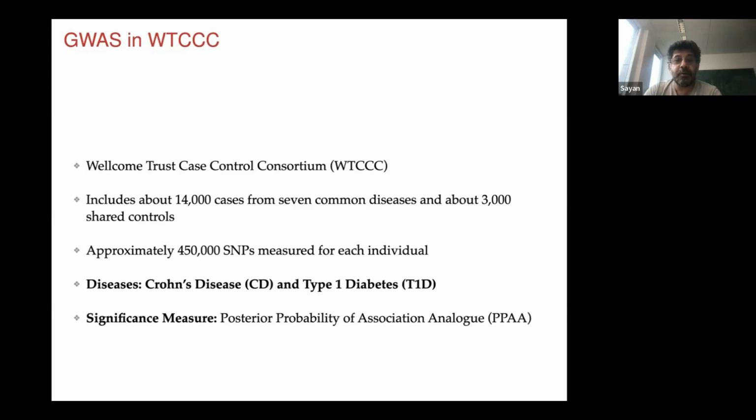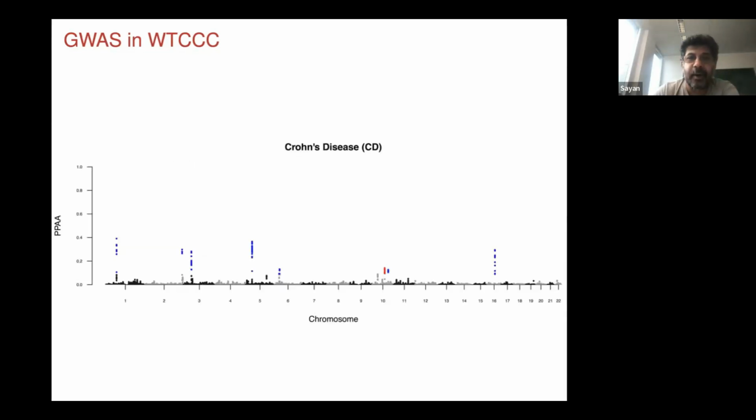Okay, so we also looked at people. These are 14,000 cases, 7 common diseases, 3,000 shared controls, about 500,000 SNPs for each individual. And we looked at Crohn's disease and type 1 diabetes. And we looked at the posterior probability of association analog. And we were doing this for trait mapping, right? That also included epistatic effects.